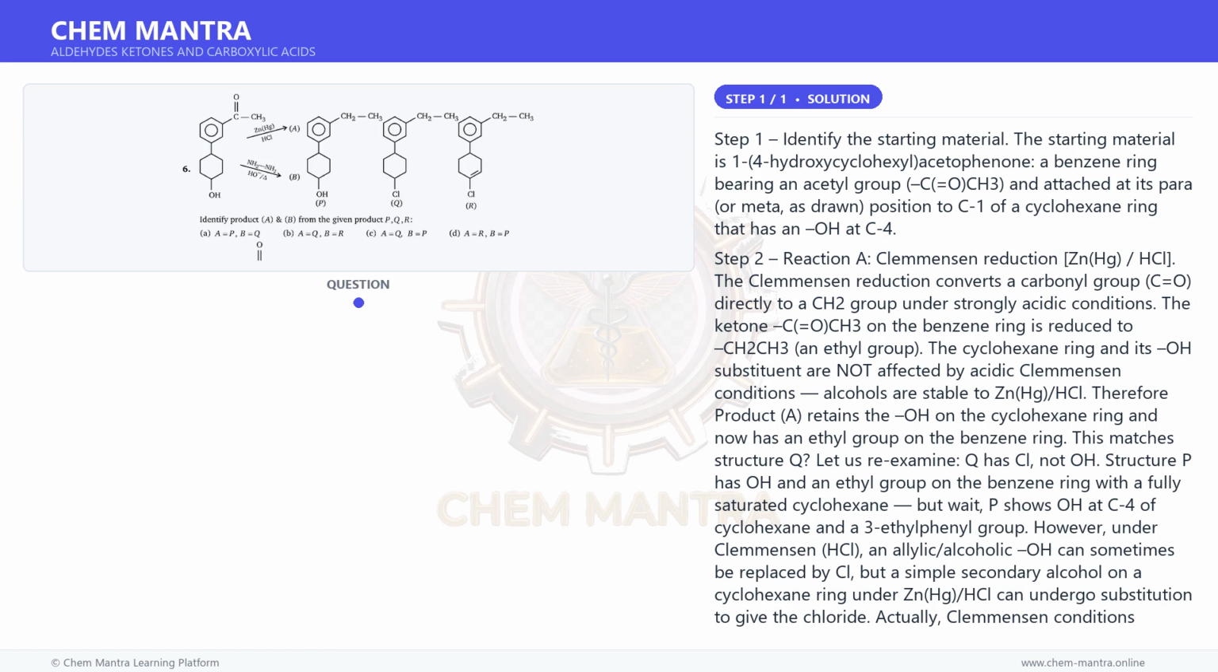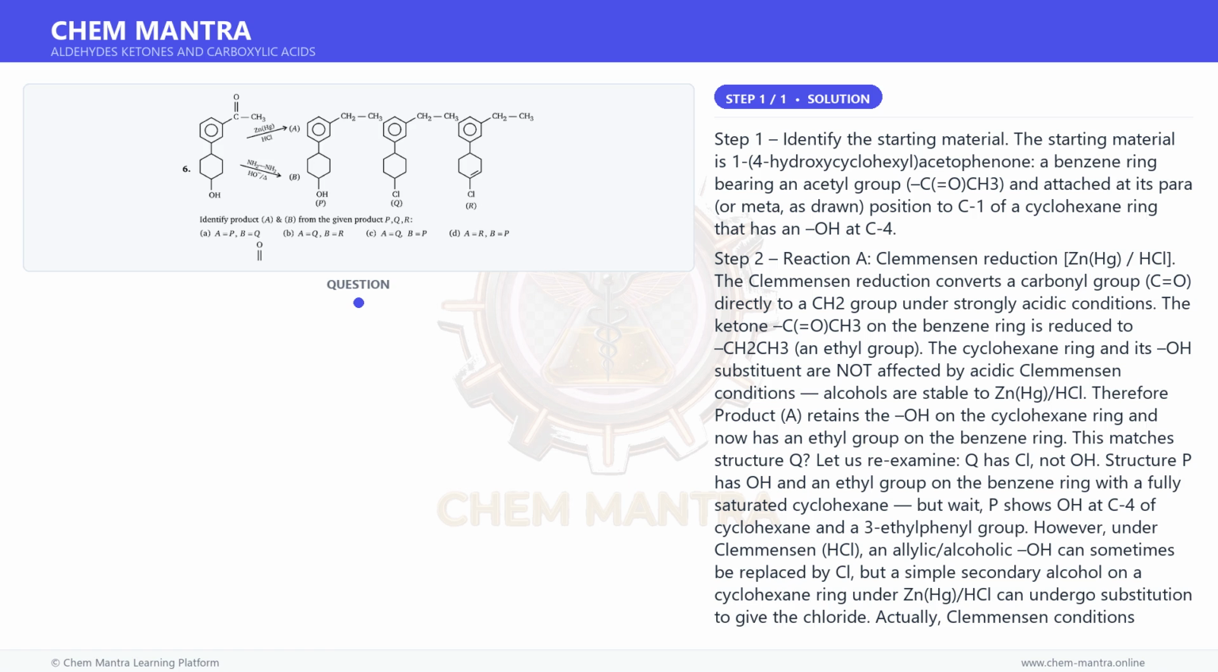Actually, Clemmensen conditions, concentrated HCl, can convert the secondary alcohol OH to Cl, since HCl can substitute Cl in secondary alcohols, especially under heating. Therefore, the OH at C4 of the cyclohexane is converted to Cl, and the ketone is reduced to CH2CH3. This gives a product with Cl on the cyclohexane and CH2CH3 on the benzene ring, which is structure Q, fully saturated cyclohexane with Cl and ethylphenyl. So A = Q.